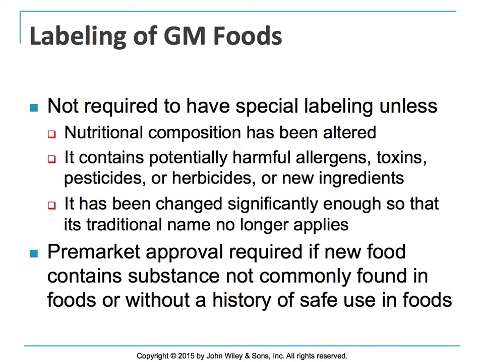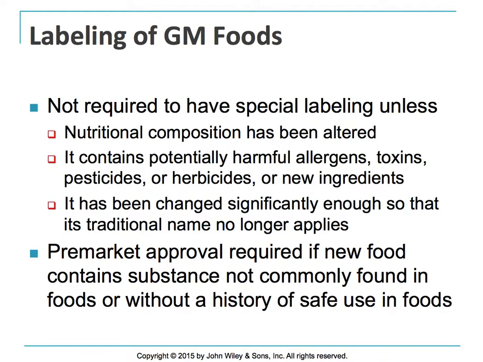Last slide here. I know you've had a lot of information. Labeling of genetically modified foods. Foods are not required to have special labeling unless the nutritional composition has been altered, the food contains potentially harmful allergens or toxins, pesticides or herbicides, or new ingredients, or it has been changed significantly enough so that its traditional name no longer applies. Pre-market approval is required if the new food contains a substance not commonly found in foods or without a history of safe use in foods.